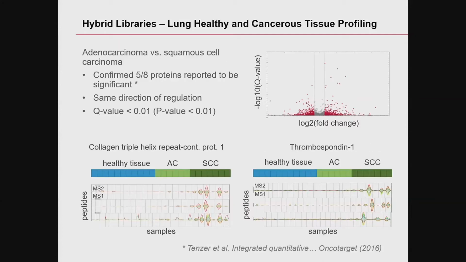So we compared it to the paper of Stefan Tänzer. It was actually a very similar setup, interestingly. And we could confirm 5 out of 8 proteins they reported as significant in our data set. Doesn't mean that the other 3 were not correct, but this was a very stringent filtering on our side, and 5 of the 8 also passed through this very stringent filtering. So meaning same direction of regulation and a very low Q value.